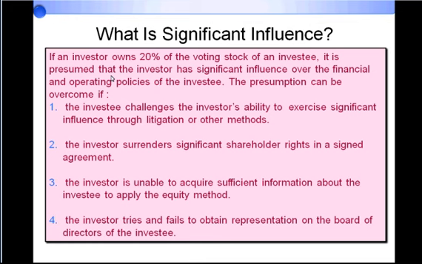So here we have an example. Well, here's an example of when the bright line percentages aren't always used. So here we say if we have more than 20%, normally we would assume that, hey, they have significant influence. However, there are a few different exemptions to this where we don't have to treat them as the equity method.